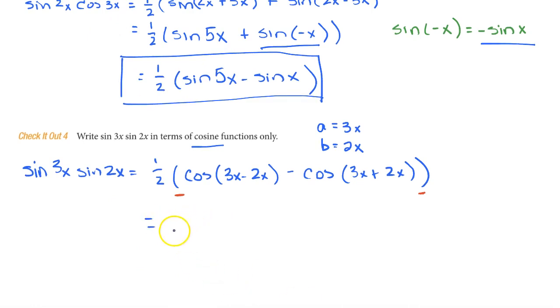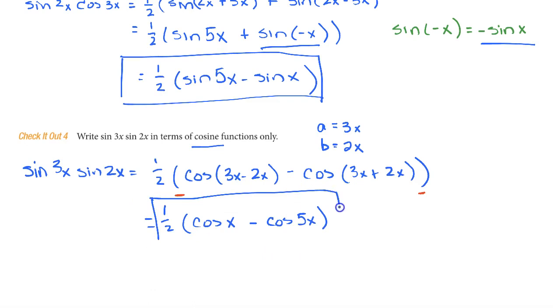All right, so we've got 1/2 cosine of x, 3x minus 2x is just x, minus cosine 3x plus 2x is 5x. All right, so now we've got that in terms of cosine functions only, and this is the final answer. So those are much simpler than those last few that we did.